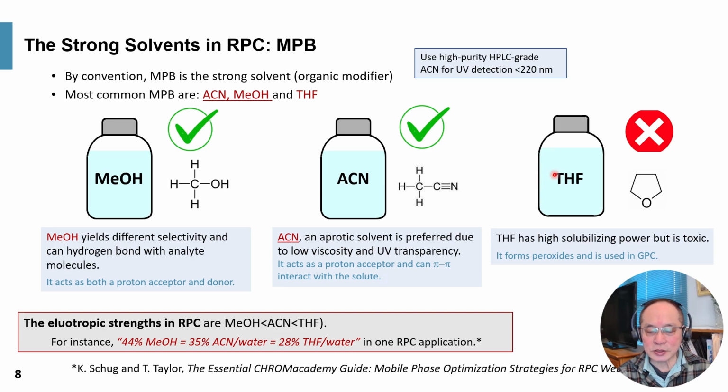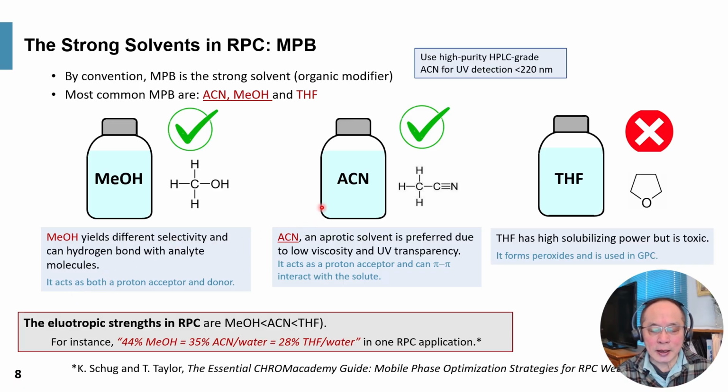The use of THF is discouraged because even though it has great solubilization power, it is highly toxic. And also it's not safe because it forms peroxide. So once we open up a bottle of THF, which is without the preservatives, you have to throw it out after 6 months. THF is generally only used in GPC.